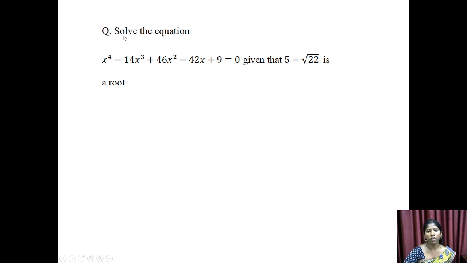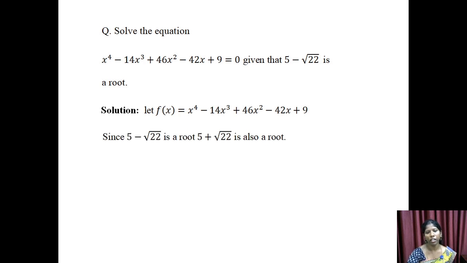The given problem is to solve the equation, and here is a polynomial of 4th degree: x power 4 minus 14x cube plus 46x square minus 42x plus 9 equal to 0, given that 5 minus square root of 22 is a root. So let's find out the remaining roots of the polynomial. Let me call the polynomial f of x. Now by the theorem we know that if 5 minus square root of 22 is a root, then 5 plus square root of 22 is also a root.